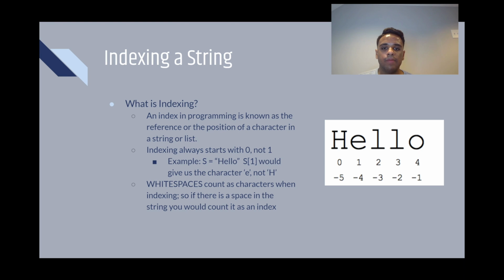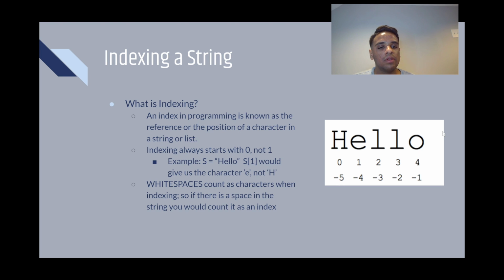So here's a little better example, and here's a better way to visualize what I mean by indexing a string. So what is an index? An index in programming is known as the reference or the position of a character in a string or a list. Like I said in the previous slide, indexing always starts with 0, not 1. So for instance, H will be 0, E will be 1, and we'll go forward from there.